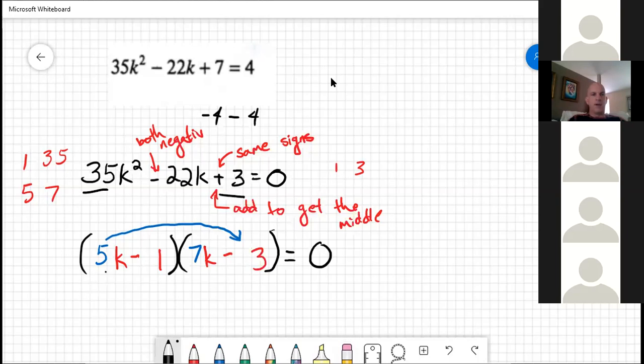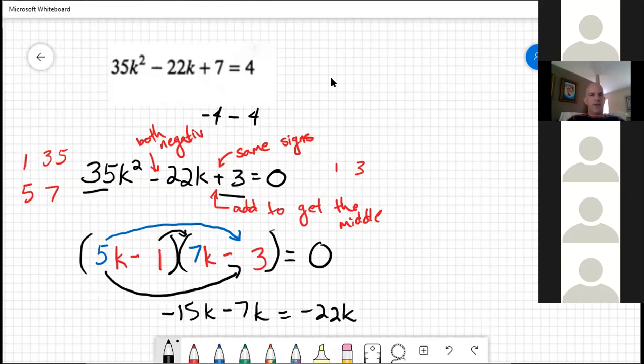And so here on the outside, my multiplication is a negative 15k. My inside multiplication is a negative 7k. So they come together to equal that negative 22k. So that is my factored form of this, all right? So I'm going to get rid of some of this because I am not done, even though I have factored it. I need to now solve it.